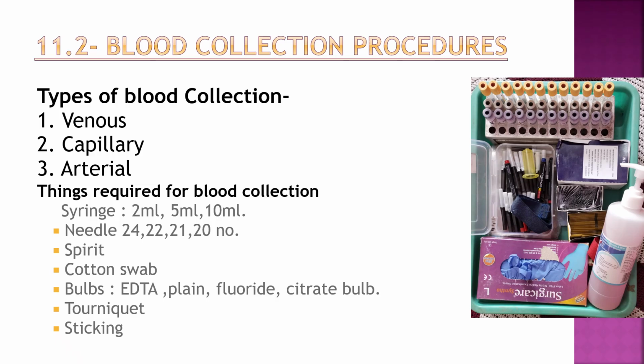So there should be syringes of different sizes like 2 ml, 5 ml, 10 ml, needle of different sizes like 24, 22, 21 and 20 number, spirit, cotton swab, bulbs like EDTA for CBC, plain for all biochemistry and serology, fluoride for blood sugar level, citrate bulb for blood coagulation testings, tourniquet and sticking for the vein to become prominent, and then for the last sticking for the pressure.